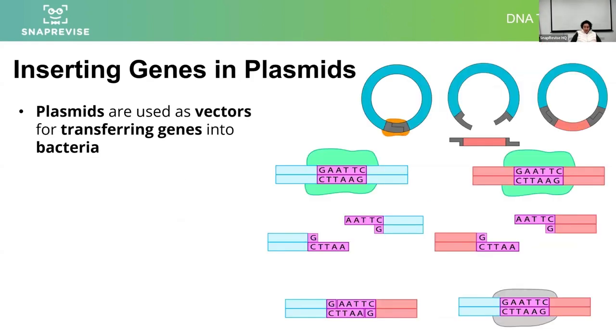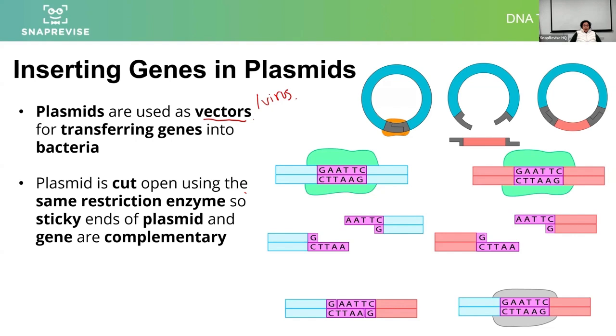Once I have isolated my gene, I have to insert it into a plasmid. We call the plasmid a vector. A vector is a piece of DNA, such as a plasmid. It can also sometimes be a virus, that is basically going to transfer my gene of interest into the organism that I want to modify. In this particular case, we are looking at bacteria.